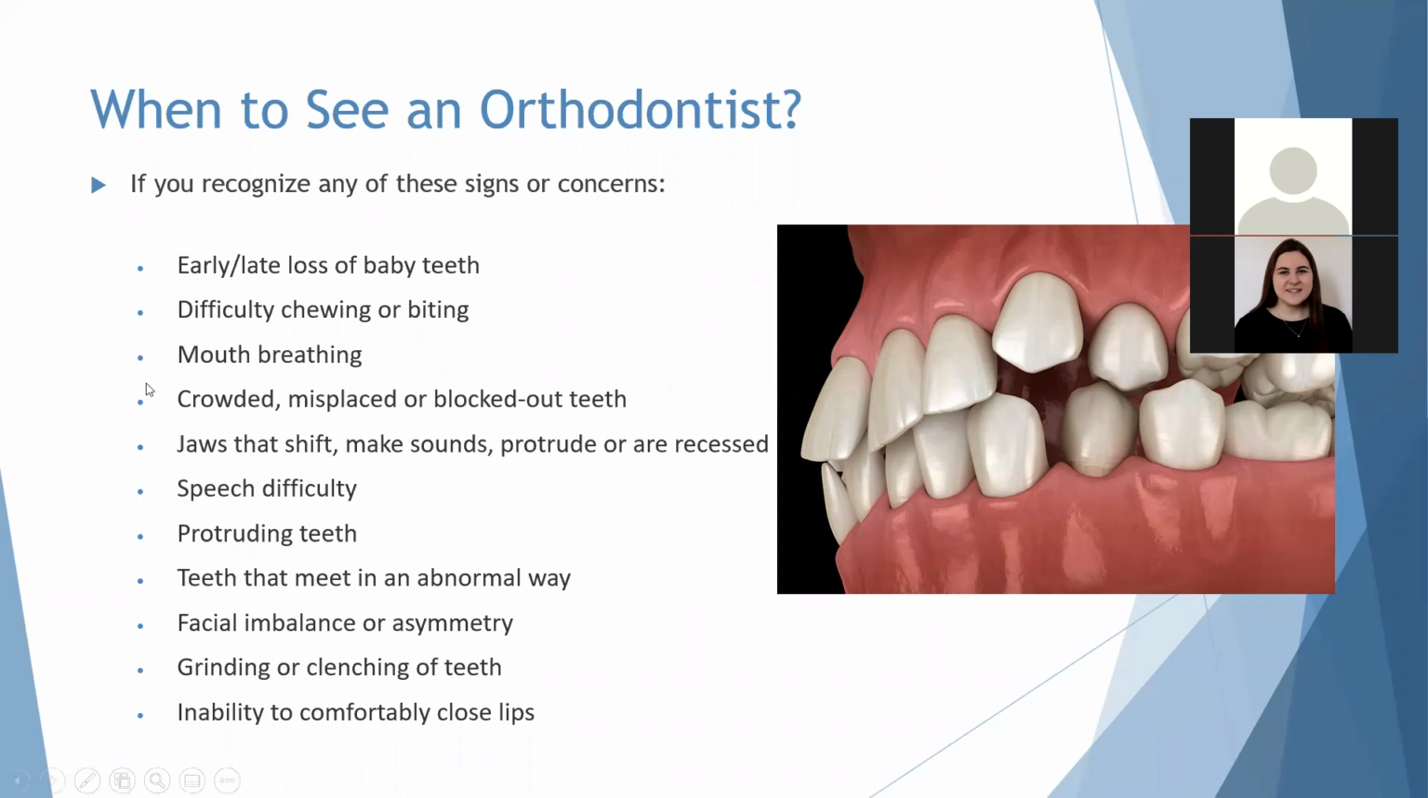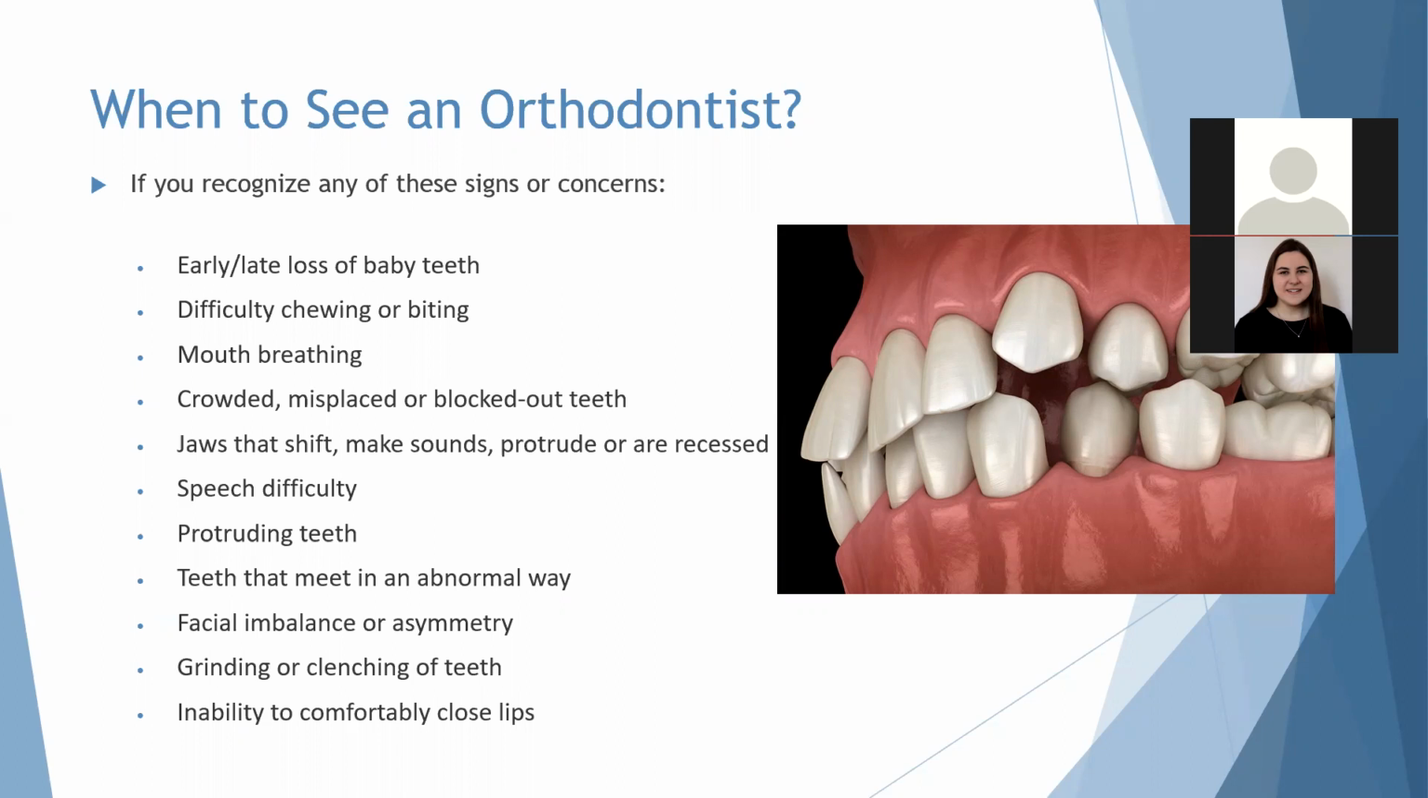So either if you have early or late loss of baby teeth, difficulty chewing or biting, mouth breathing, sucking the thumb or fingers, or other oral habits, if there are any crowded, misplaced, or blocked out teeth, if you have jaws that shift, make sounds, protrude, or are recessed, if you are experiencing speech difficulties, for example, or biting the cheek or biting into the roof of the mouth, or if there are protruding teeth, teeth that meet in an abnormal way or don't meet at all.